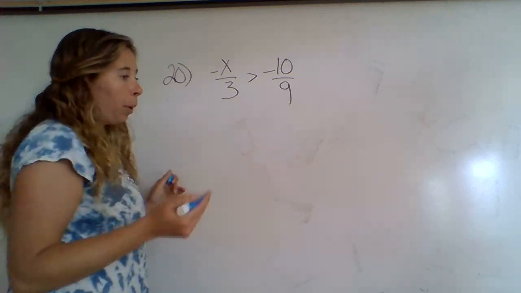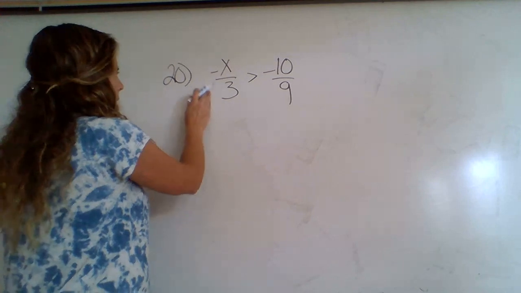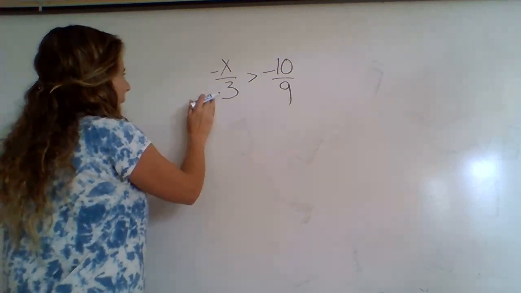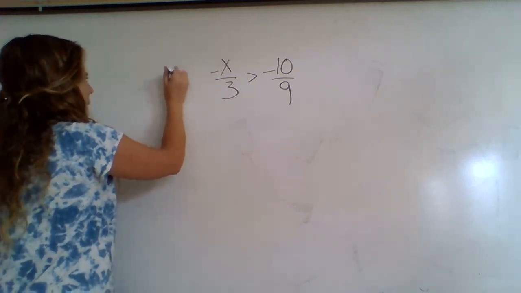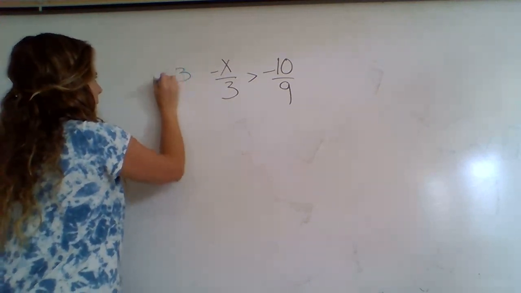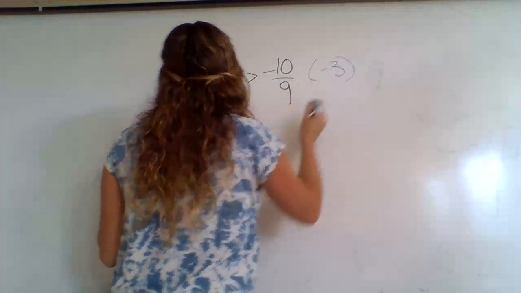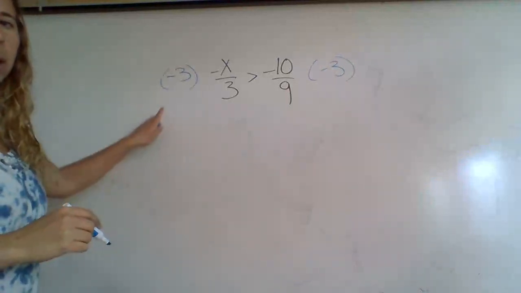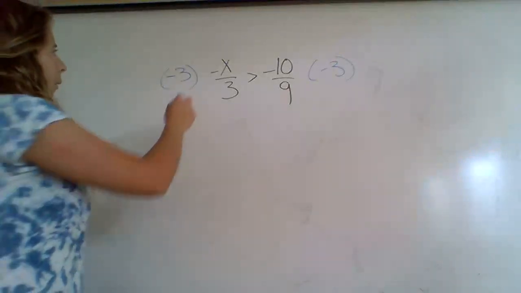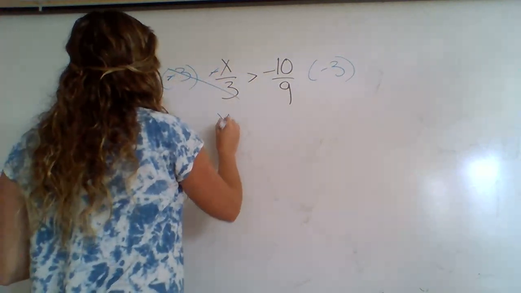So if I want to do it in 1 step, I have to get rid of this negative and 3. So if I'm dividing by -3, I'm going to do the opposite, which is multiplying. I'm going to multiply both sides by -3. Okay? So then on this side, that'll get rid of your negative, and it'll get rid of your 3. So you're just left with x.